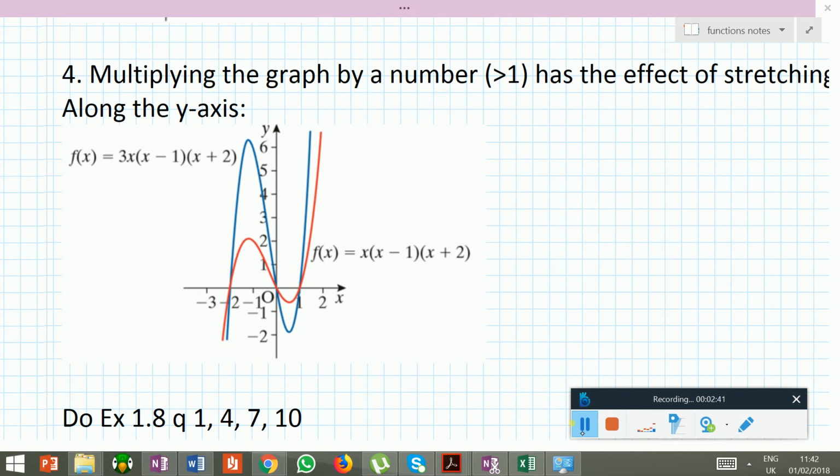That's it for related graphs. You should now do exercise 1.8. If you do questions 1, 4, 7 and 10, you'll be covered, okay?